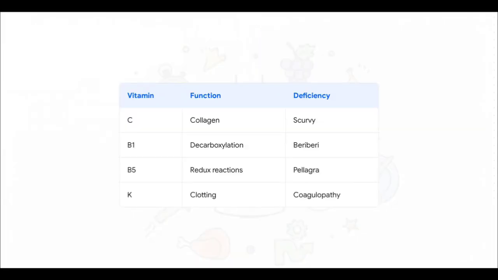Let's do a rapid-fire review of the most heavily tested vitamin deficiencies. Vitamin C is essential for collagen synthesis, so a lack of it causes scurvy and will severely impair wound healing. B1, thiamine, prevents beriberi and heart failure. B5, which is niacin, is famous for the pellagra triad: dermatitis, diarrhea, and dementia. And of course, vitamin K is absolutely critical for synthesizing your clotting factors.